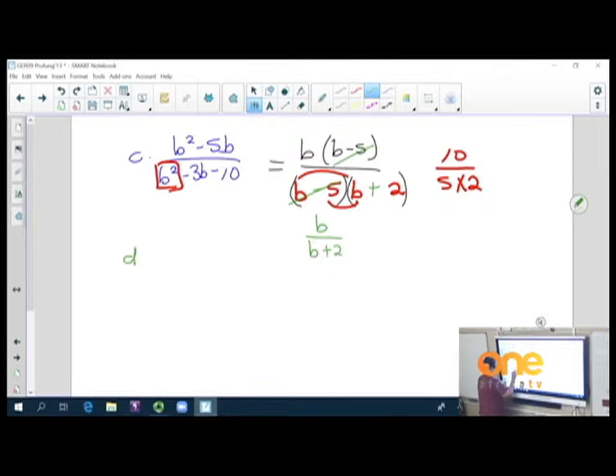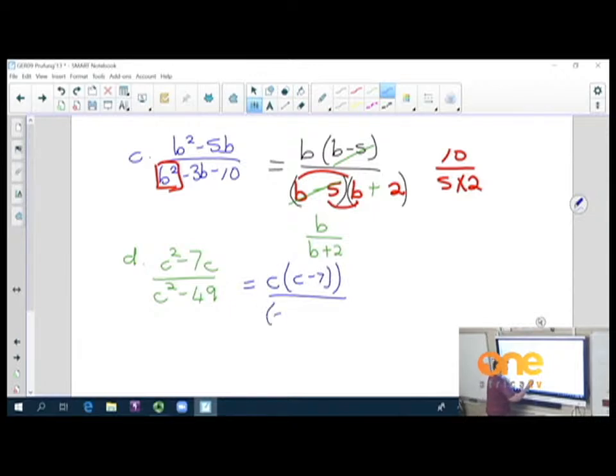Number D. c squared minus 7c over c squared minus 49. Factorize. The top one is the highest common factor, which will then be c minus 7. And this is the difference between squares again. So it will be c minus 7 times c plus 7. Now we can cancel. This c minus 7 will cancel out, so your answer is c over c plus 7.